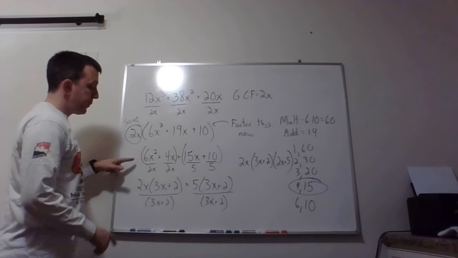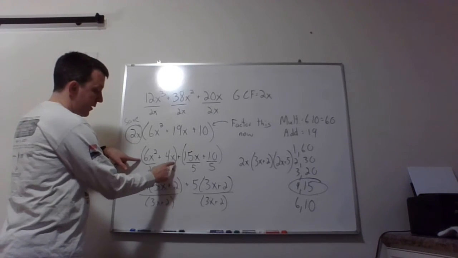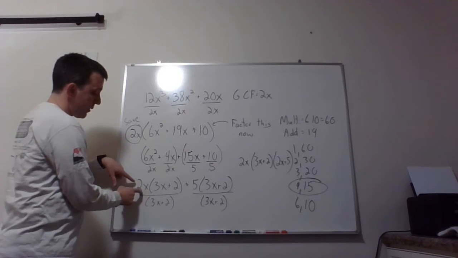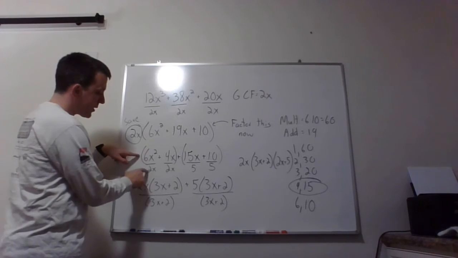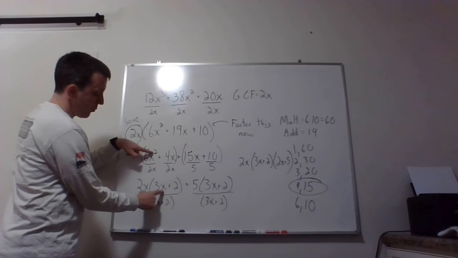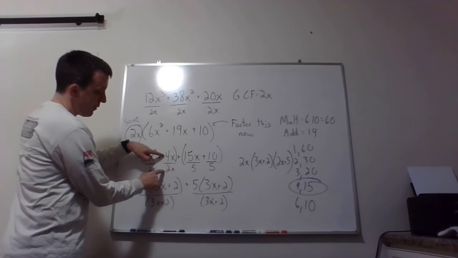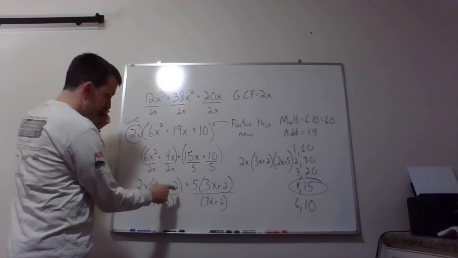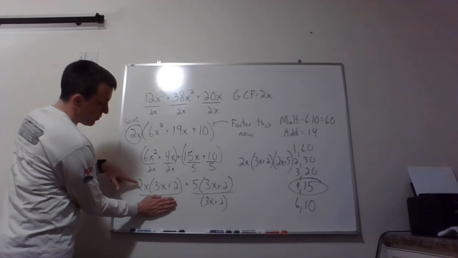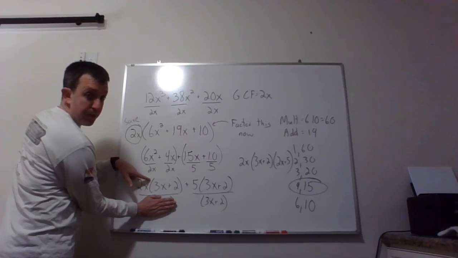Now I'm factoring by grouping. In the first pair, they have 2x in common. So the 2x goes in front. 6 divided by 2 is 3. You can subtract your exponents. 2 minus 1 is 1, so we get x. 4 divided by 2 is 2, and those x's drop out. So the first one, we get 2x times 3x plus 2.